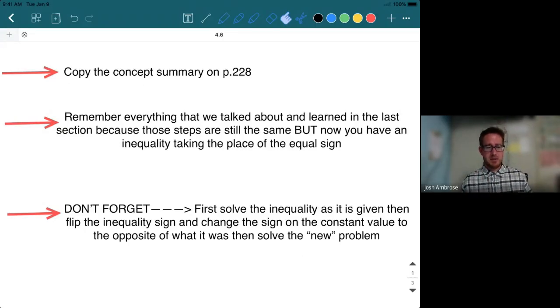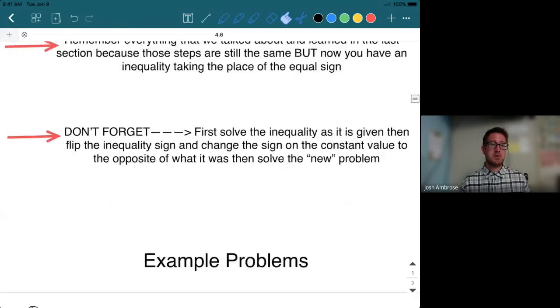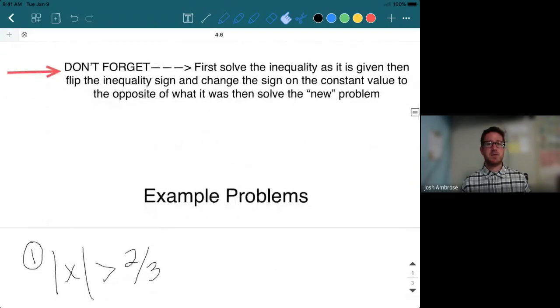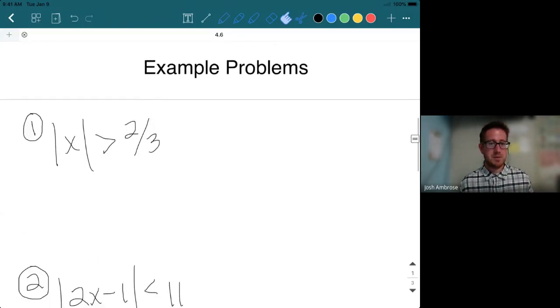And you see big letters here. Don't forget. First, solve the inequality as it's given. That's one answer. Then you're going to flip the inequality sign and then change the sign on that constant value, which is the number that's by itself on the other side. So if it started out as a negative, you're going to make it now become a positive, or vice versa. So let's see exactly what we're talking about through some example problems here for section 6.